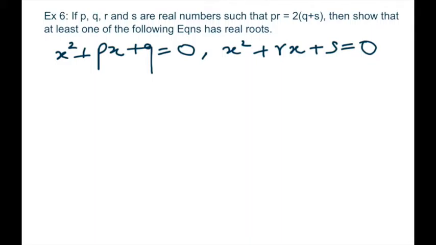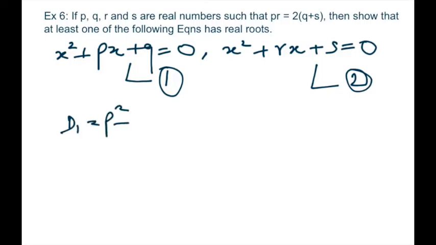If p, q, r and s are real numbers such that pr equals 2 times q plus s, then show that at least one of the following equations has real roots. Okay, this is interesting. So let me name these equations. This is 1, this is 2. Now d1 would be p square minus 4q and d2 would be r square minus 4s.